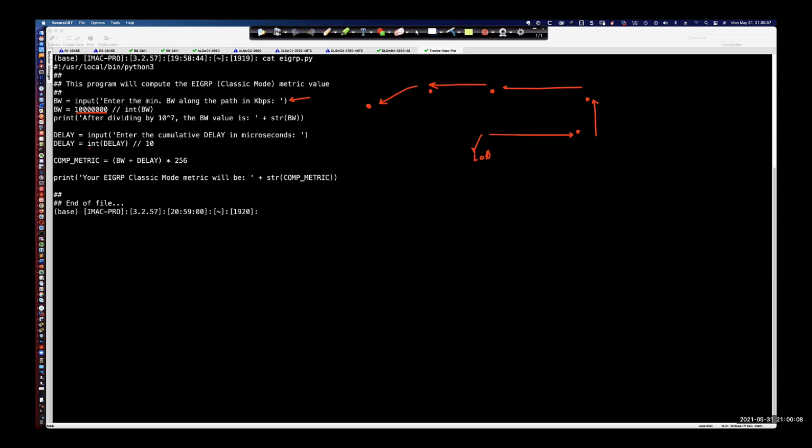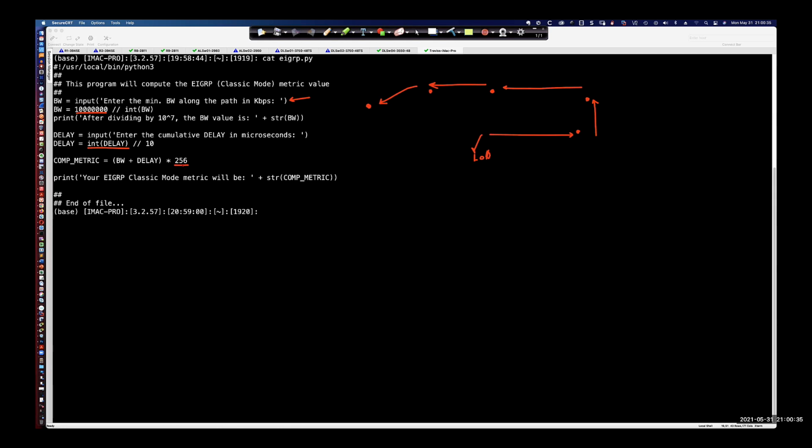And then the delay. We prompt for what the total delay is, and then we divide by 10. And then you add the bandwidth value to the delay value, and you multiply by 256. So there's really two mathematical operations you're going to do here, and then this third one, and that's going to give you your composite metric value, and that's it.